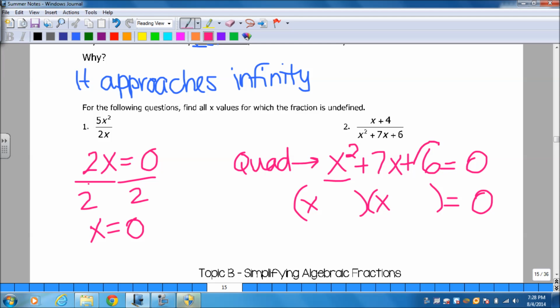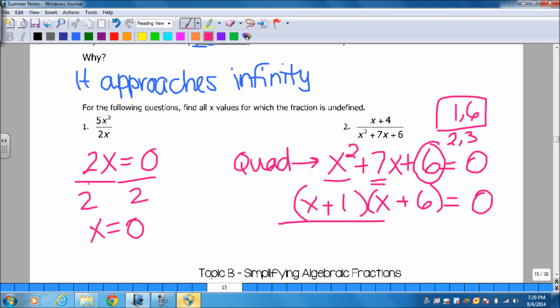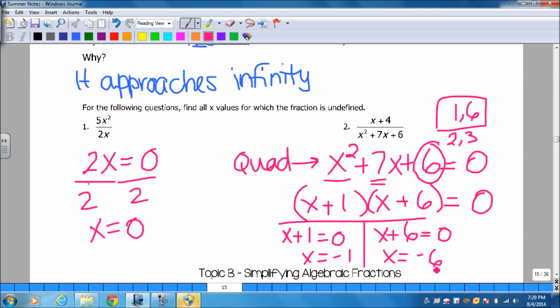I'm going to look for two numbers that multiply together to give me 6. My options are 1 and 6, or 2 and 3. I'm going to choose 1 and 6 because I want this 7 right here. So x plus 1, x plus 6, set each part equal to 0. Hopefully you remember this stuff. So you end up getting x equals -1 and x equals -6. And that's basically all you have to do when you have undefined fractions.